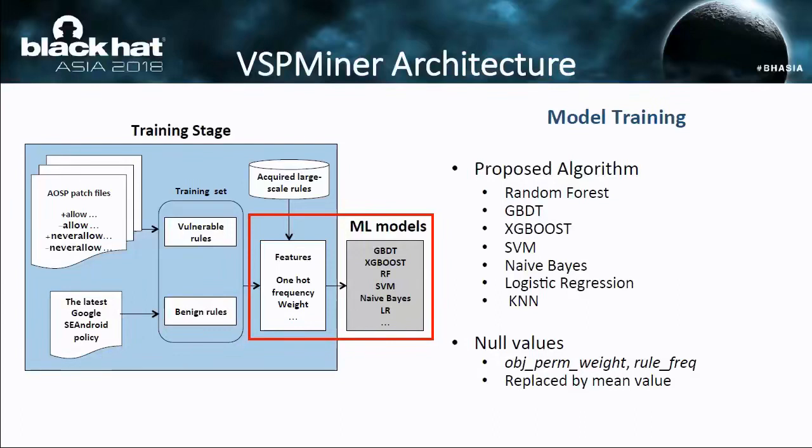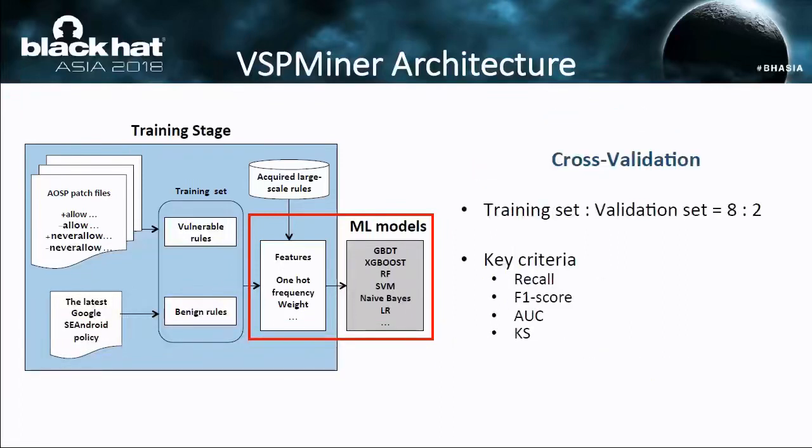But during the model training, we should note that there are some null values that will appear for the object permission weight and also the rule frequency, because it may not appear in the training set. But this is very, very small. So we replace the null values with mean values. It means that we will not assign any bias for the weight information.